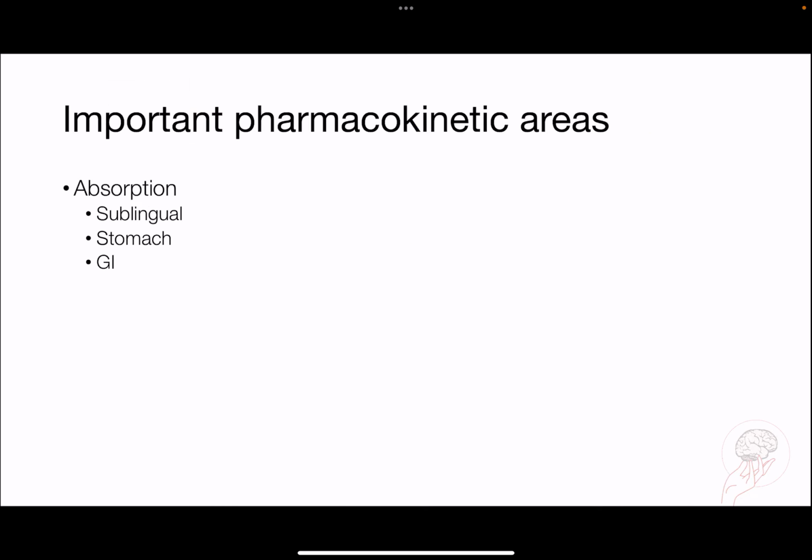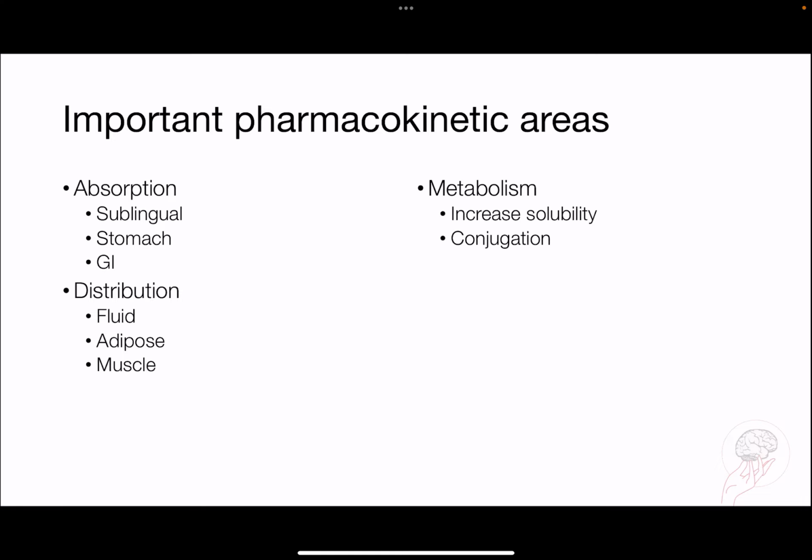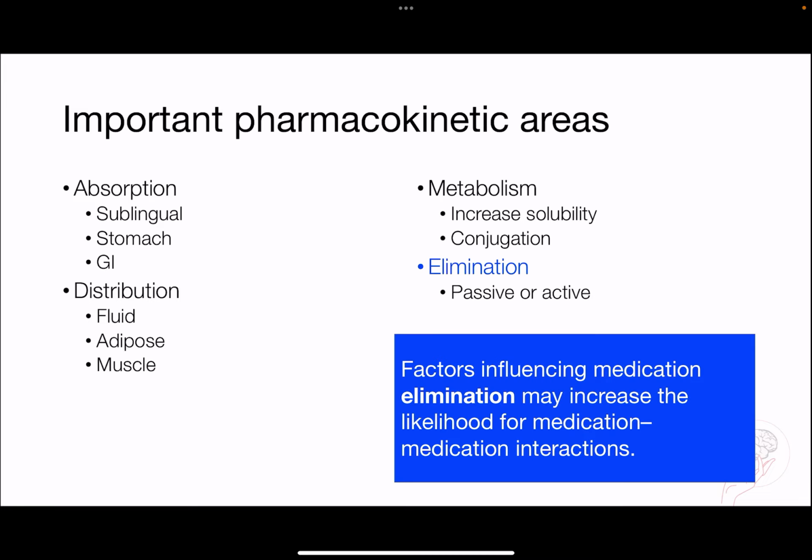So some important pharmacokinetic areas are sublingual, under the tongue, the stomach, and GI tract. It can also depend on the distribution of fluid in the body, adipose tissue, and muscle, the person's metabolism. So also the ability for elimination. So that can be kidney and liver health. And factors influencing medication elimination may increase the likelihood for medication-medication interaction. So if your kidney or liver is damaged, you may increase the likelihood of medication-medication interactions.